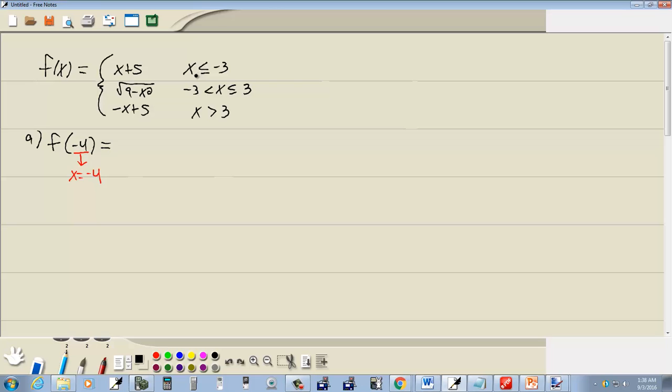Well, it's actually true in this first piece right here. Negative 4 is less than or equal to negative 3. Since it's true here, we're going to plug it into this first piece. So, we've got x plus 5, and we're going to plug this negative 4 in for the x. Negative 4 plus 5 is 1.